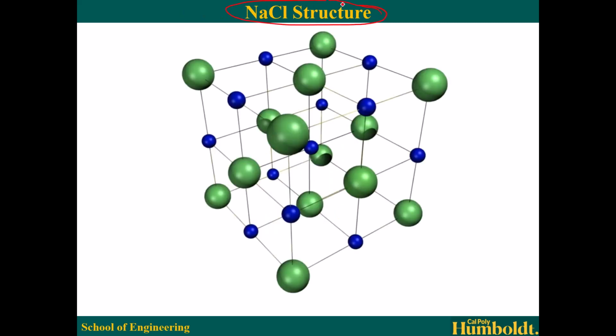NaCl, salt. NaCl has this kind of interpenetrated lattice, of which one do you think is bigger? Always the anion. So these are Cl, these are Na. It's really basically a simple cubic lattice, so you could represent it as such. Just simple cubic for each of these structures, but it's an interpenetrated lattice of these Na and Cl ions.